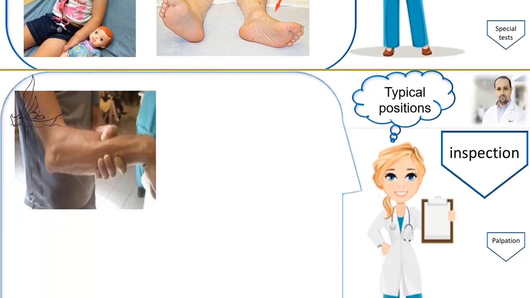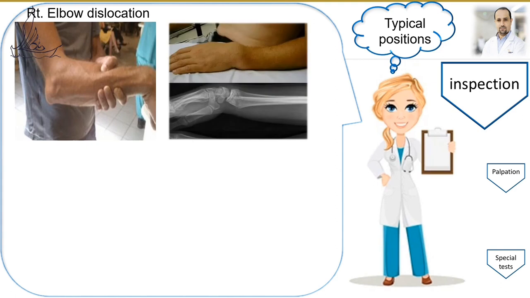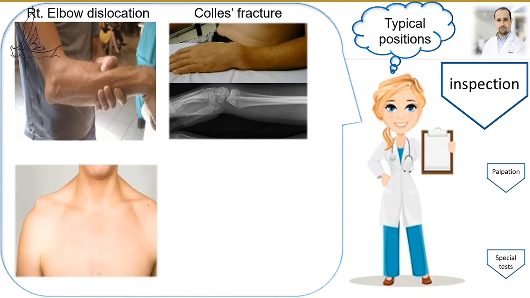When we see a patient like this, holding his forearm with this abnormal shape in the right elbow, the main differential diagnosis should be posterior dislocation of the right elbow. The dinner fork shape at the distal forearm is typical for Colles fracture at the distal part of the radius. And this malformation at the right shoulder, which is usually called the piano key shape, is usually typical for AC joint dislocation.